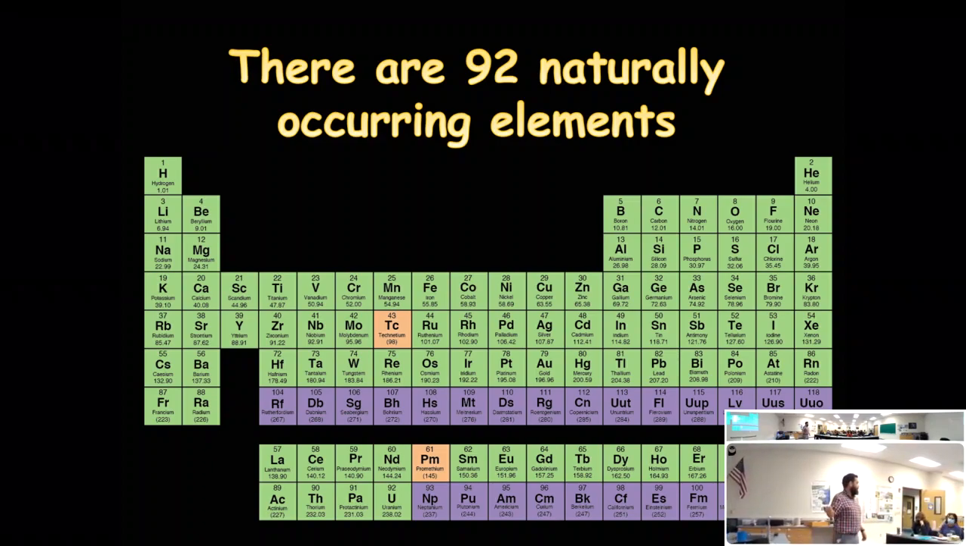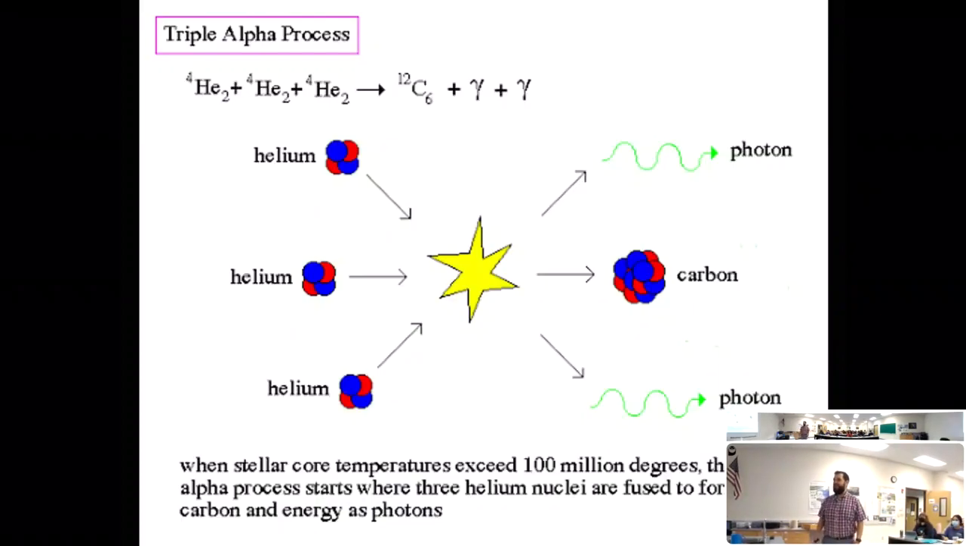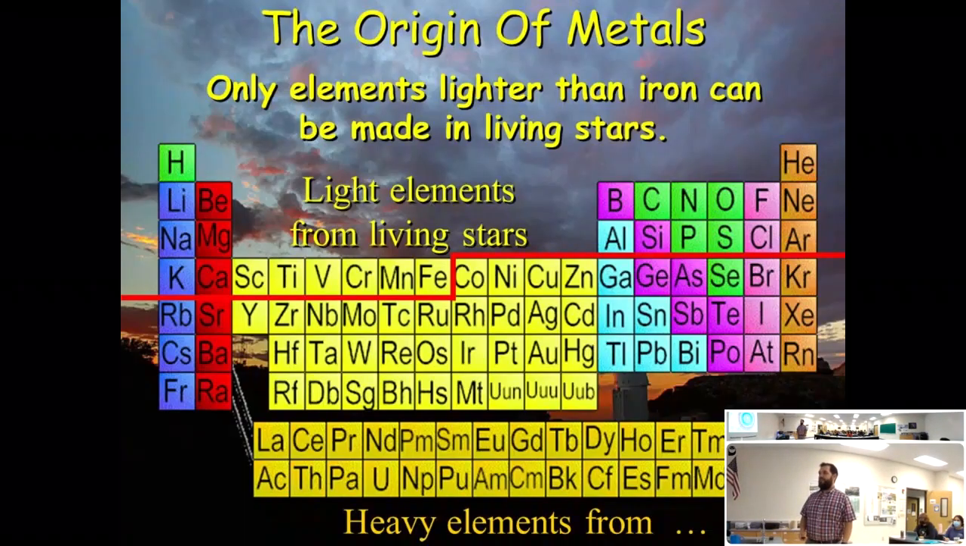So we have all this stuff, right? So where does all this come from? Can a star make that? Can you make platinum in a star? I wish. No, you can't. Okay, so where does all that come from?